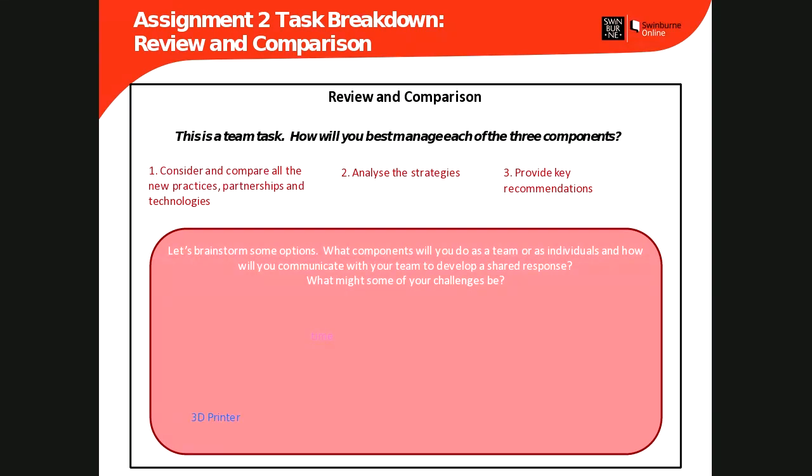So let's have a think about some options and pop them up. I can see some already popping up there. What components are you going to look at either as a team or an individual, and how are you going to communicate with your team so that you develop a response that is not 3 or 4 different disjointed little bits popped together that don't cohesively form that 600 words, but it's really a shared response that reads, when we read it, as though it's come from one author. And what do you think some of those challenges to get to that point might be?